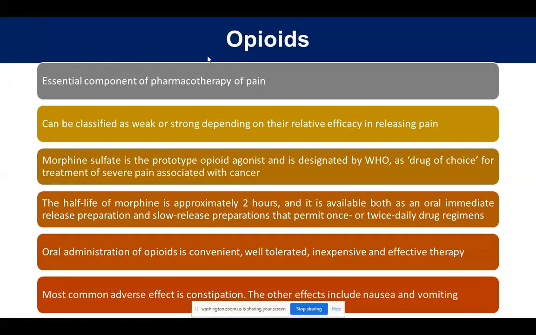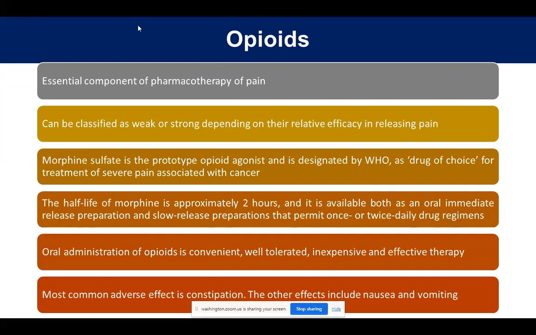Opioids are an essential component of pharmacotherapy of pain. They are classified as weak or strong depending on their relative efficacy in relieving pain. Morphine sulfate is the prototype opioid agonist and is designated by WHO as the drug of choice for treatment of severe pain associated with cancer.